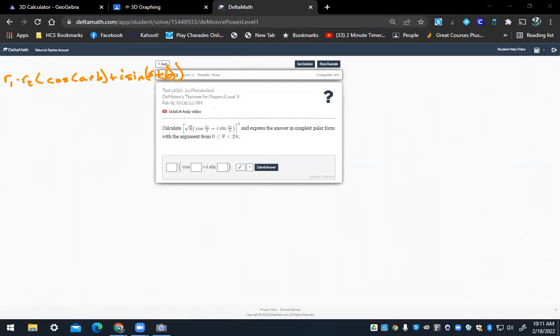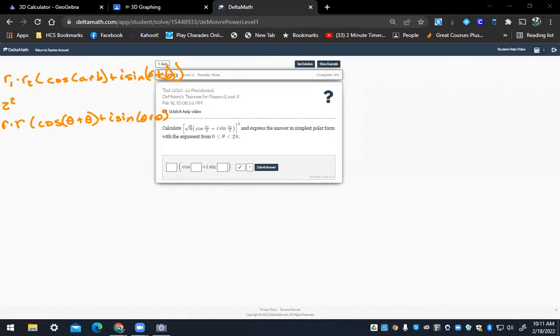what would happen, say, if I wanted Z squared? If you have Z squared, that's Z times Z, right? So basically what you would have is R times R, and then cosine of theta plus theta, plus i sine of theta plus theta.